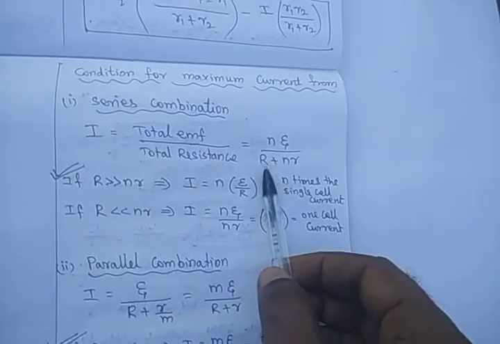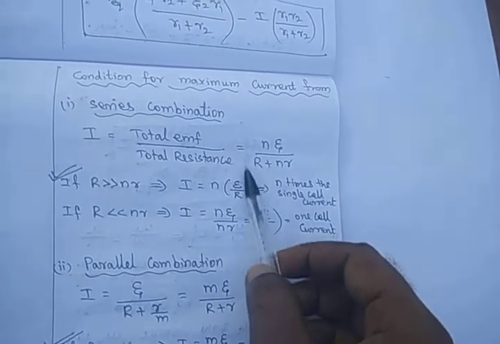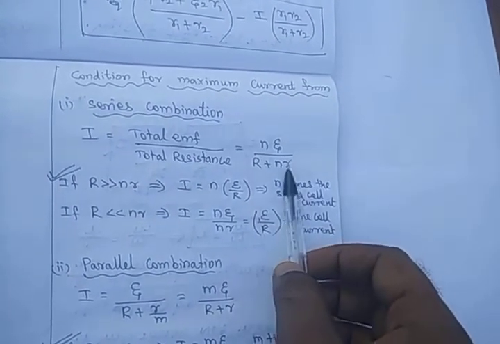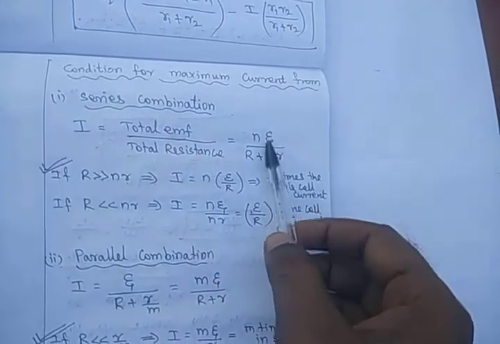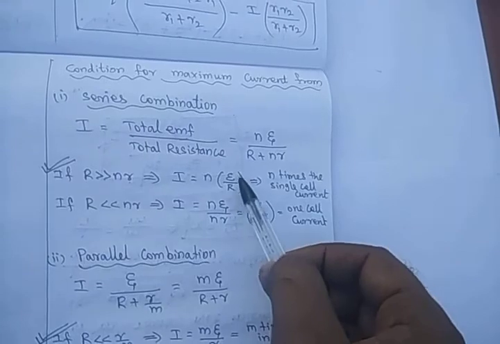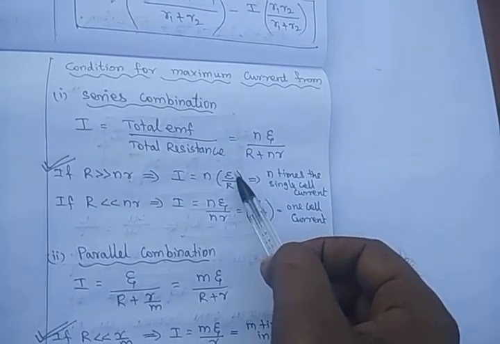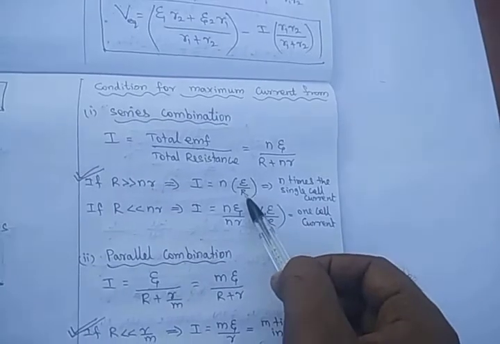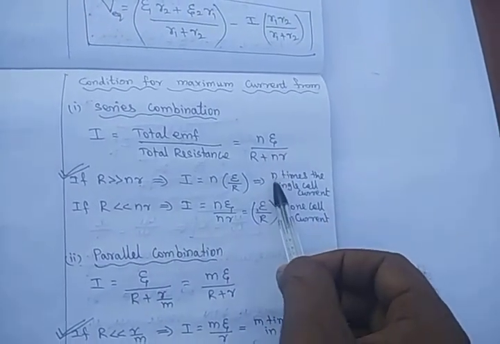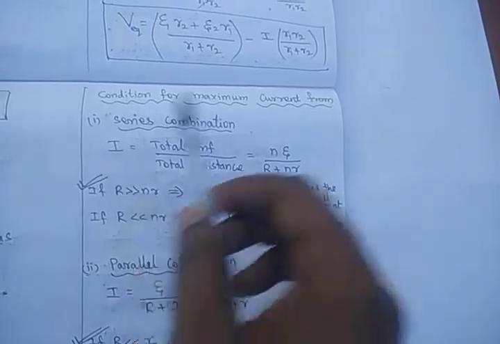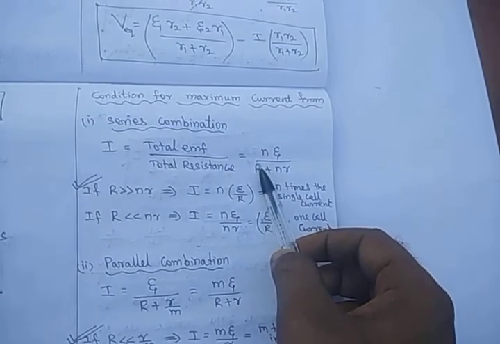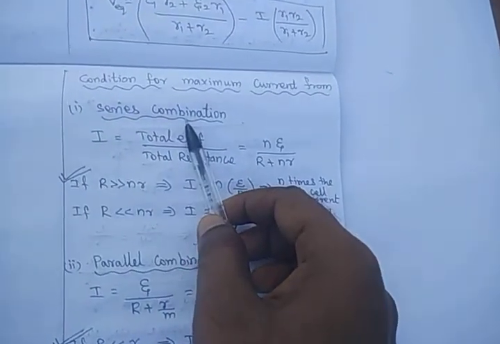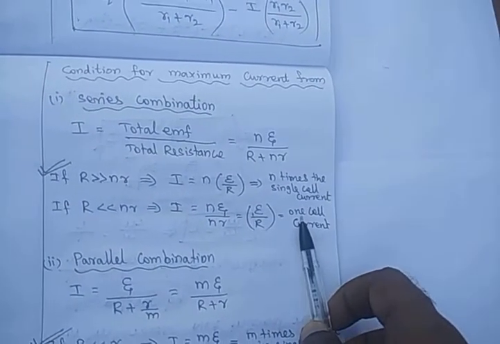So if R is much greater than nr, if you assume that the external resistance is greater than the total internal resistance of the cells, then what will we get? This nr will be neglected. We get only nE by R. E by R is the current for a single cell. So in this condition, we get n times the single cell current. The total current will be maximum when the external resistance is higher. If the resistance is lower in series combination, we get the total current as one single cell current.